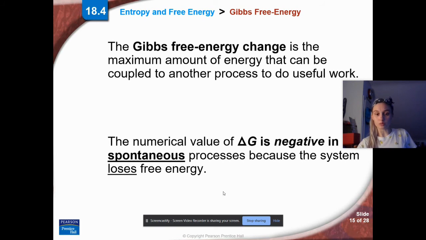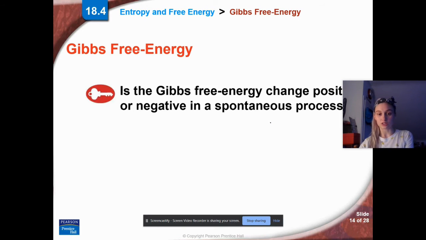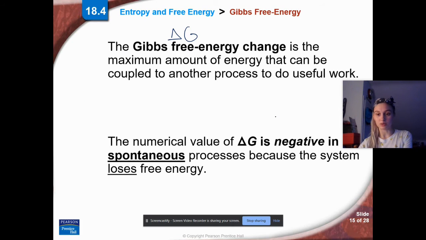So this is our new variable. Gibbs free energy is called delta G. And so delta G is negative. The answer to this question is delta G is negative in a spontaneous reaction, because remember, in spontaneous reactions, we're releasing energy. And if energy is being released, the variable is going to be negative because it's going away.